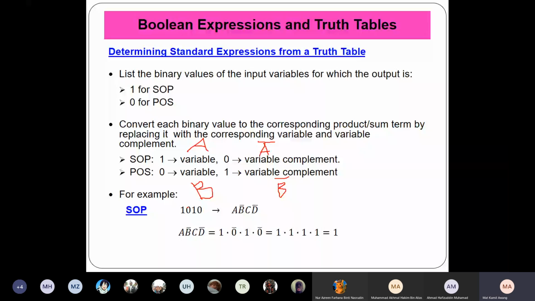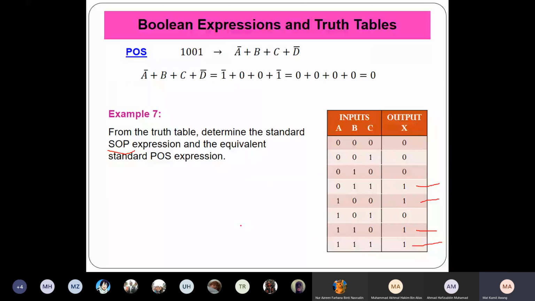For the variables, is this one, this part. So for the expression, to determine the expression for SOP, you select the ones with the 1. For the POS, you select the ones with the 0.